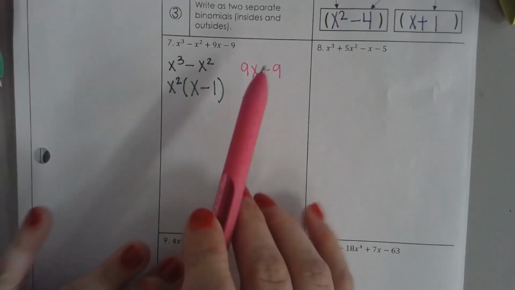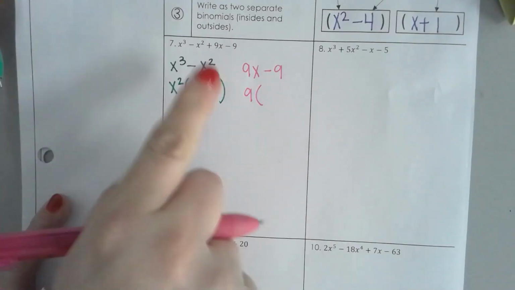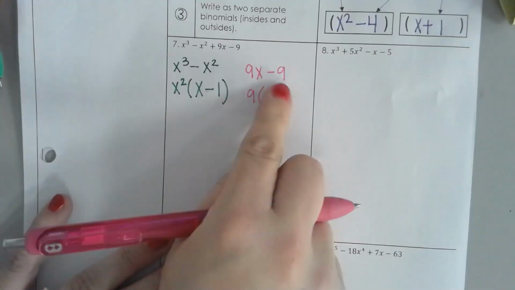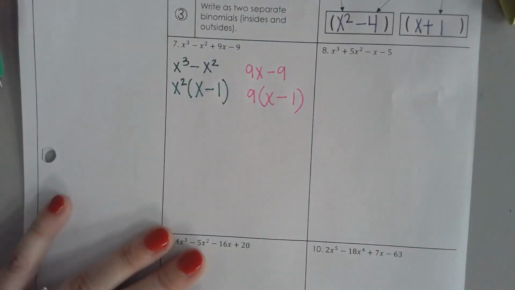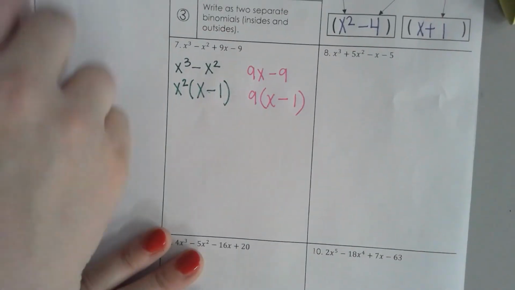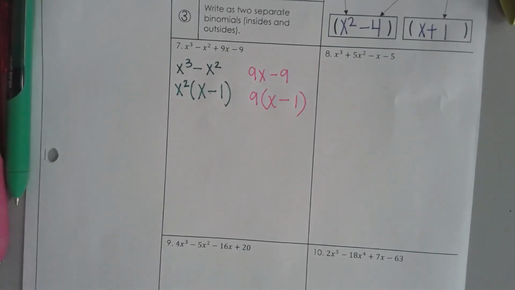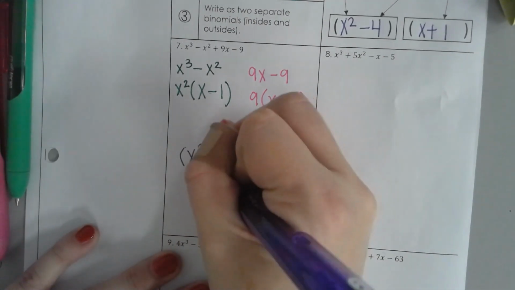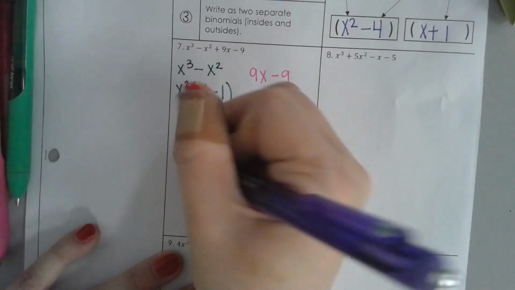What's the GCF of my second group? 9. So if I divide out a 9 from there, I'm left with x minus 9 divided by 9 is 1. Do my parentheses match? Perfect. So my final answer is x squared plus 9, x minus 1.